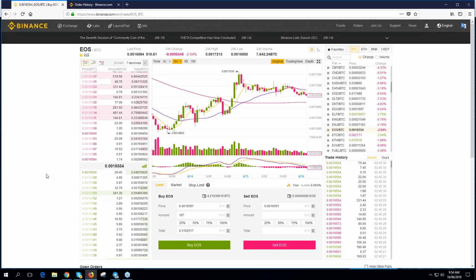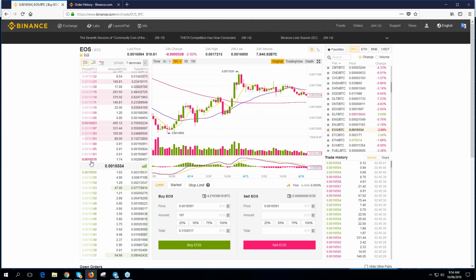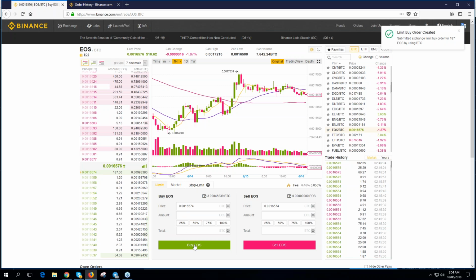So let's go back up to our Binance, and remember what we were told to buy at, 16,660. So it's at 16,578, 16,570. Now it's very, very close. So let's see if we can get someone to buy. There's only 1.7 here selling, but let's see if I can buy 187. So I put in the order, buy. I click right there. See, I'm going to buy EOS.